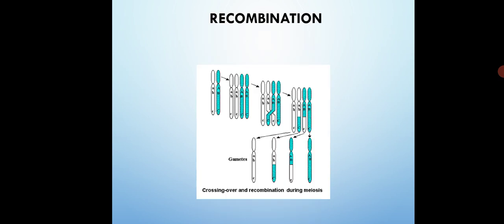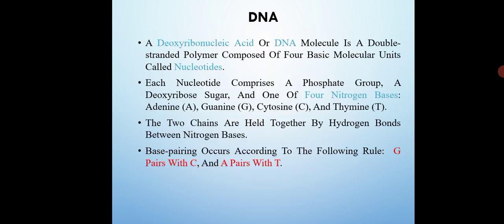And they also undergo a process called recombination, where the interchange of the chromosomal DNA occurs within the same chromosomes. And next we're going to see some of the concepts about the DNA molecule.